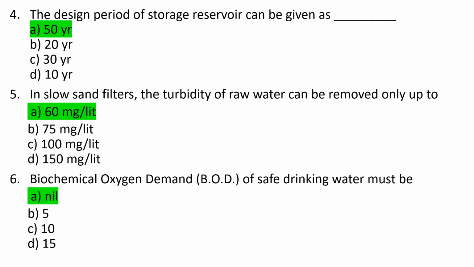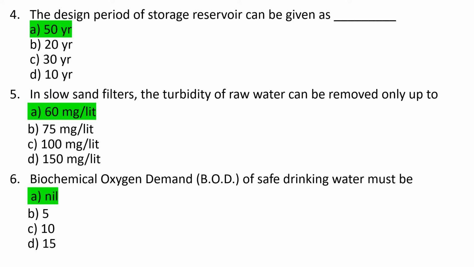Question number 4. The design period of a storage reservoir can be given as dash. Option A, 50 years, B, 20 years, C, 30 years, D, 10 years. And the correct answer is design period of storage reservoir is 50 years. Every water storage structure has a certain design period based on different factors, for example population present in that area. So the design period of storage reservoir is 50 years.